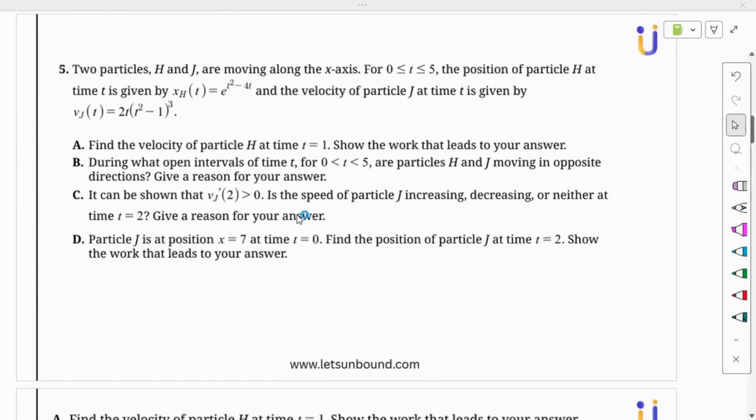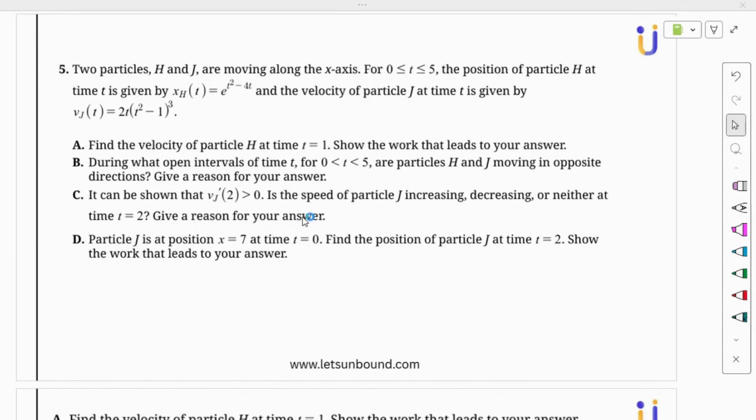Okay, this is acceleration, velocity, position, completely based on it. And yes, after solving this question, you will have a very clear idea on this particle motion, velocity, and acceleration. So here we go. Two particles H and J are moving along the x-axis.